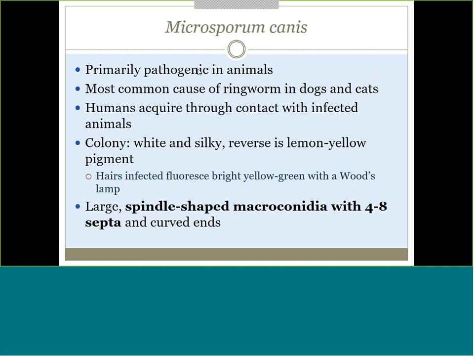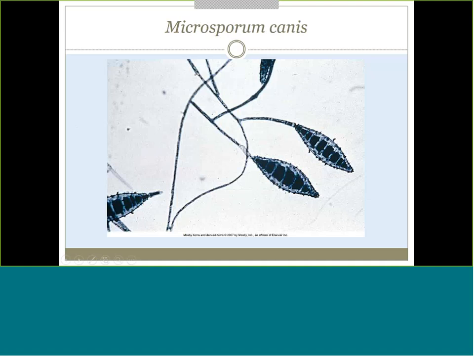When you grow this out on the agar plate, it's got kind of a white, silky top to it. The bottom tends to be more lemon yellow. I don't really care about the colony morphology. What I care about is what's in bold here under the microscope. It has very much got these spindle-shaped macroconidia, which means that they come to a point at the ends. Do you see how they come to a point down there?